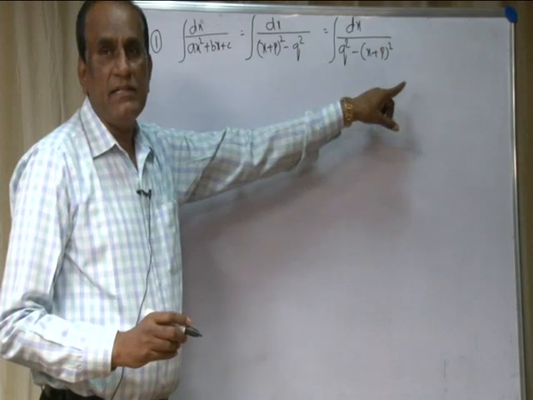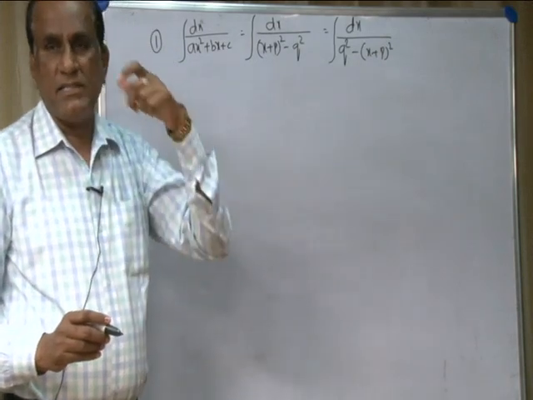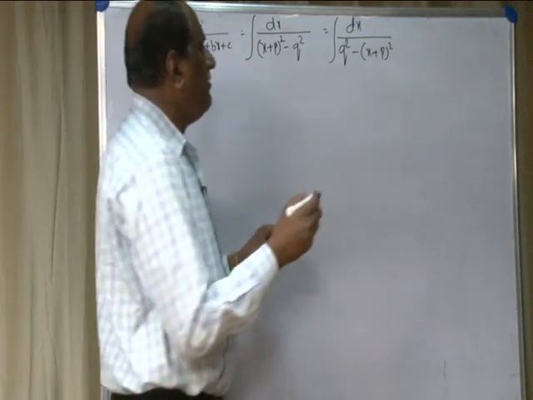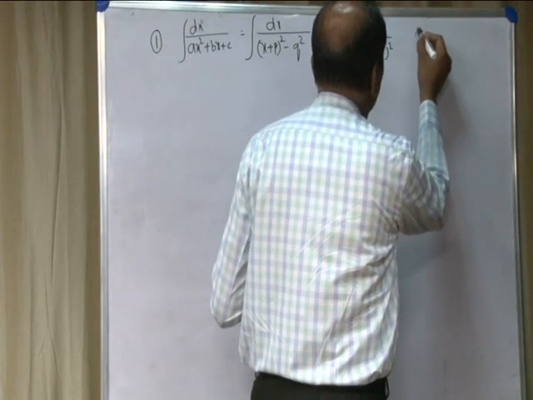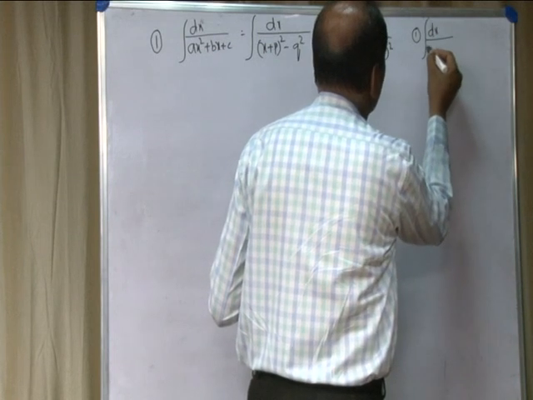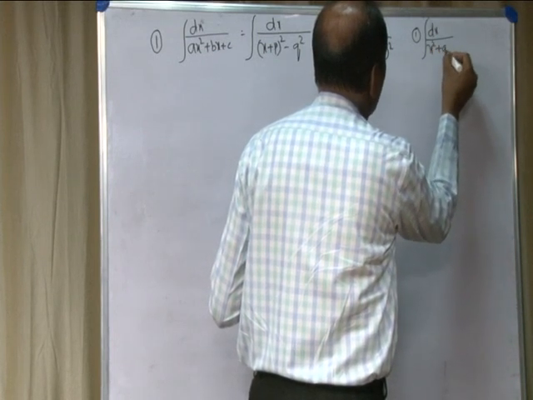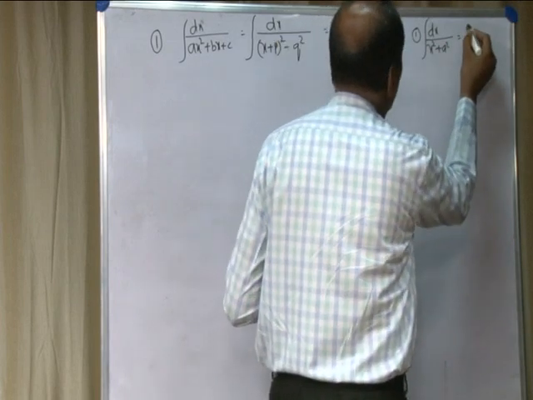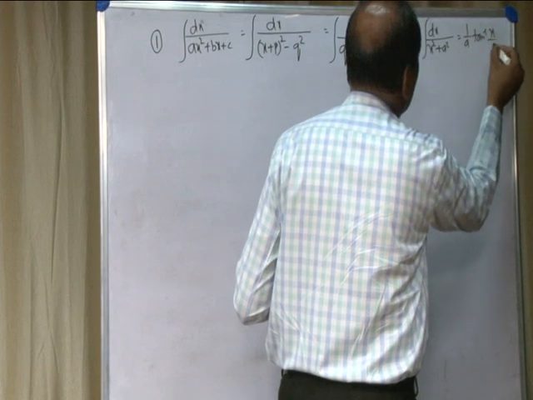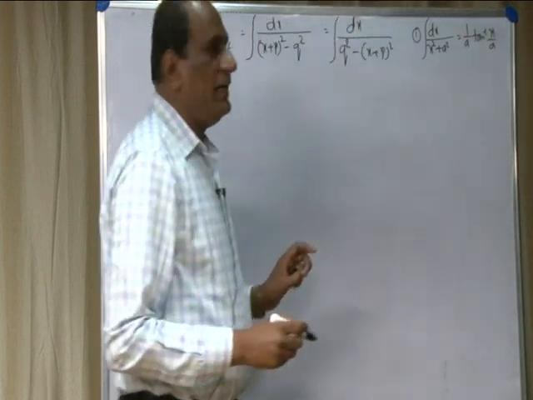using the standard results that I explained in the last class, the 7 forms. One form out of those: dx by x square plus a square is equal to 1 by a tan inverse x by a. We can use this result to integrate this.